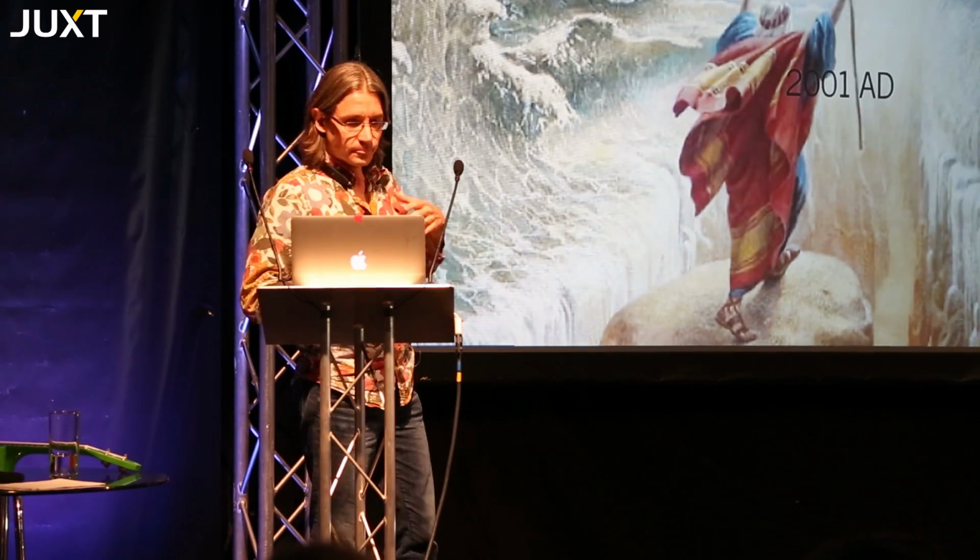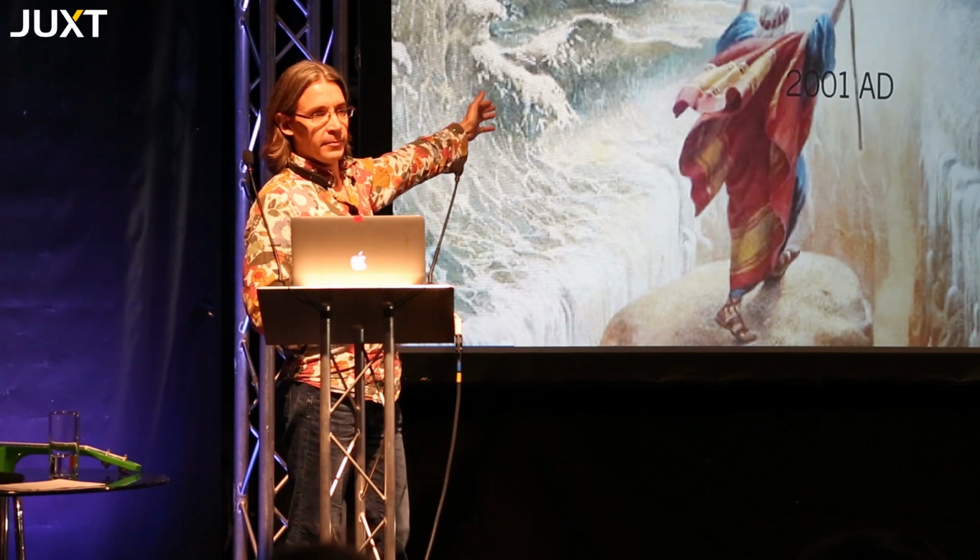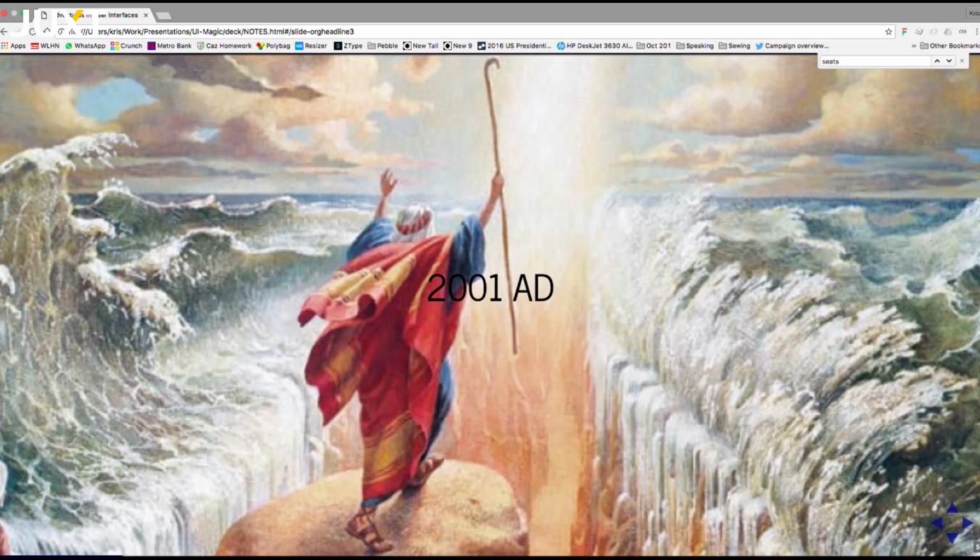And nothing much happened until 2001. This is a perfect picture of 2001. On the left, you can see the ocean of cash, which represents the Y2K problem. And then to the right, there's the ocean of cash, which represents the dot-com boom.